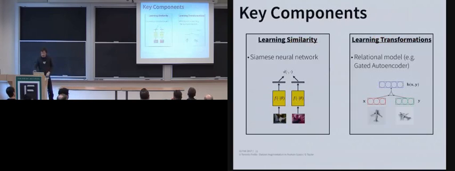Now, there's two key components of such an architecture. One is a similarity model. So this model takes pairs of inputs, and it assesses their similarity in some feature space.